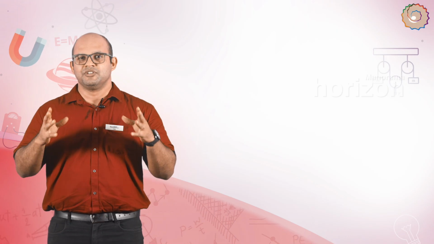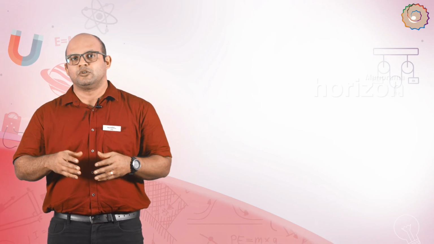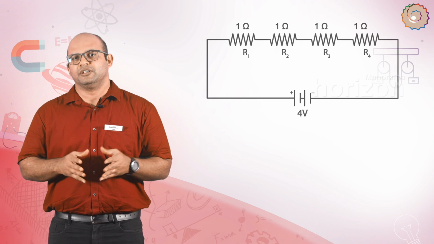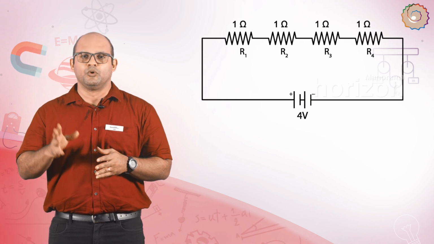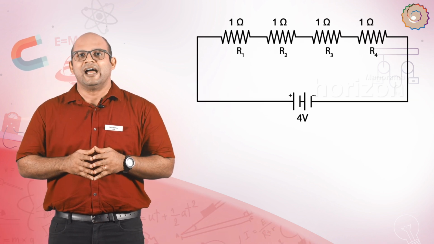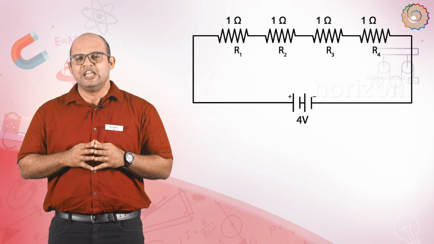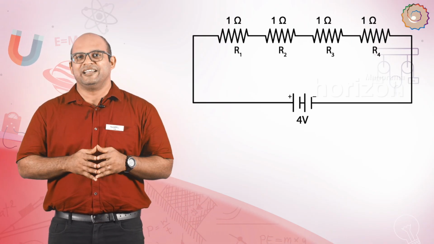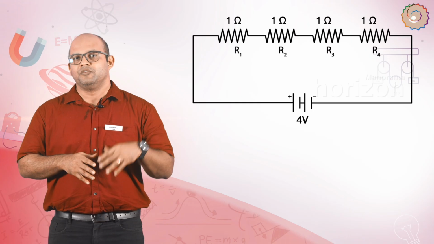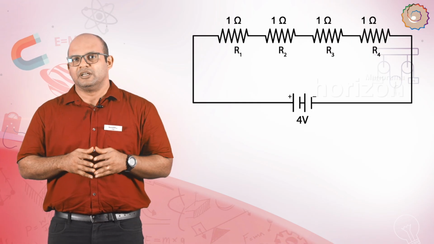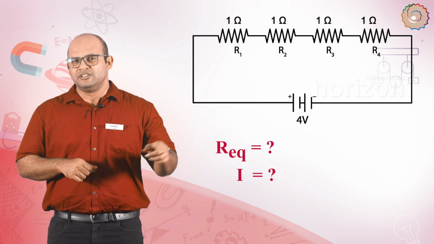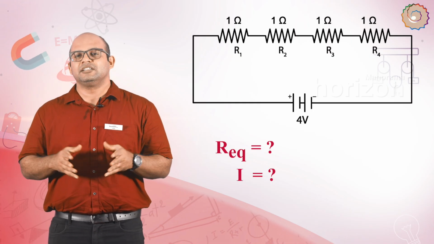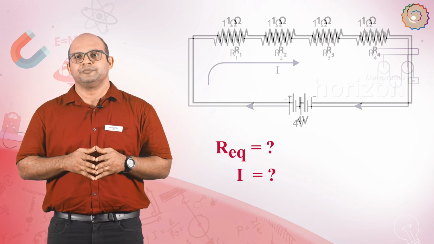Now let us try some simple numerical problems to internalize the concepts we just learned. Take a look at the figure. In this figure, we have a battery supplying 4 volts of potential and there are 4 resistances, each of value 1 ohm. And as you can see, all 4 are connected in series. Now we have 2 questions here. Number 1, what is the equivalent resistance of this circuit? And the second, what is the current flowing in this circuit?